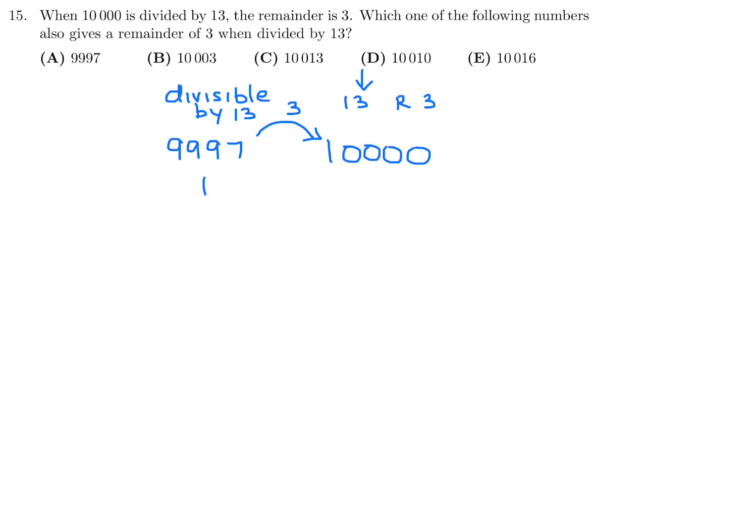Now, continuing in this column, if you add 13 to 9997, you will get 10010. This number is also divisible by 13. It's just another multiple of 13. So if you jump another 3 from this one, you'll get 10013. This number will be such that if you divide it by 13, you get a remainder of 3. So that's how you do it. So number 15, the answer is C.